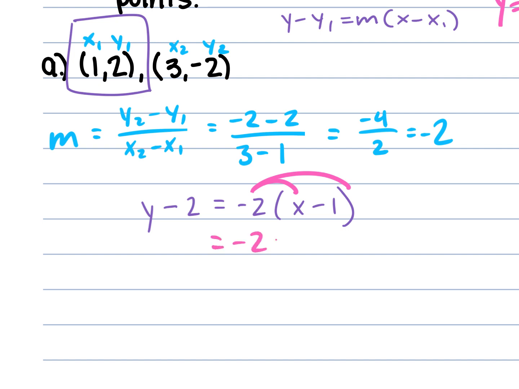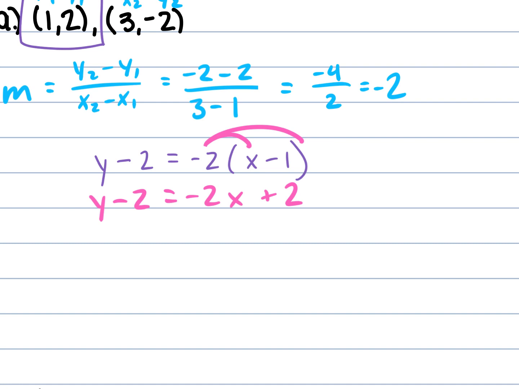So it becomes negative 2x. What's negative 2 times negative 1? Plus 2. All right, so we're one step closer to slope-intercept form. I need it to be y equals, so I would have to add 2 to move that y to the other side.